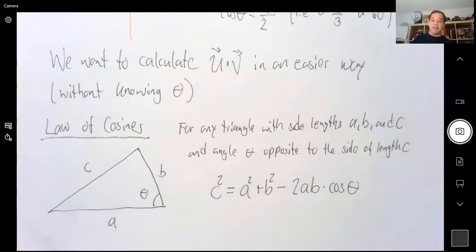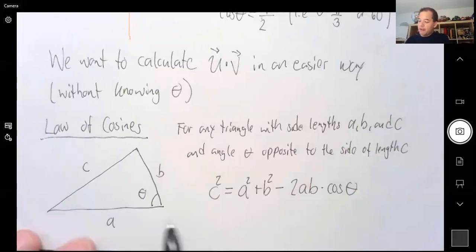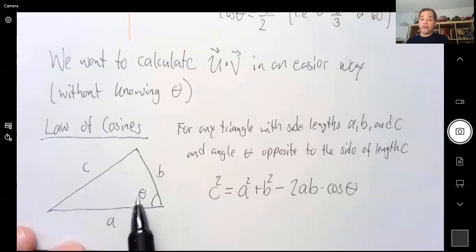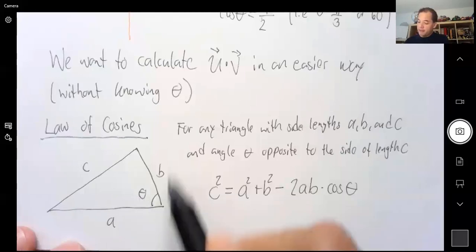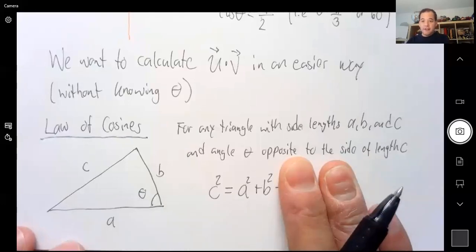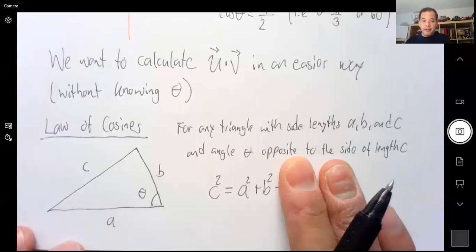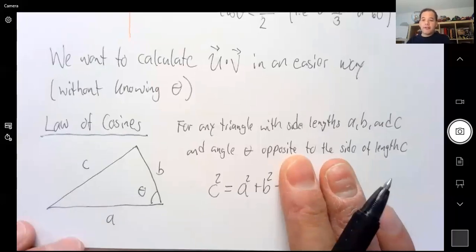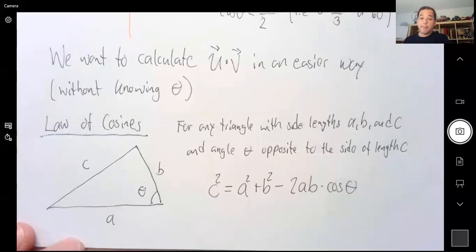It's kind of like the Pythagorean theorem, if you didn't know this. In fact, if theta is pi over 2, we know the cosine of pi over 2 is 0. So if this had been a right triangle, then this term is 0. And look, what is that? That's the Pythagorean theorem. So you can think of the law of cosines as a generalization of the Pythagorean theorem.